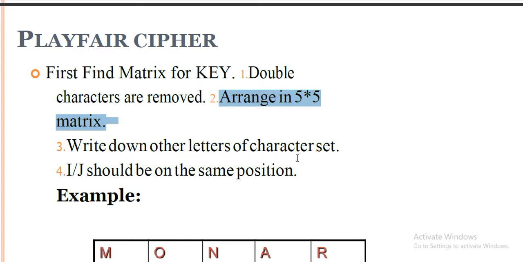Third, write down the other letters of the character set, all the alphabets covered in the particular letters. Then I and J should be in the same position, right? Because if we create a 5 cross 5 matrix, a total of 25 boxes are created, and in our alphabet we have 26 letters. So we have only 25 boxes and need to cover 26 alphabets, which is impossible. For that purpose the fourth point is written: I and J should be in the same position.